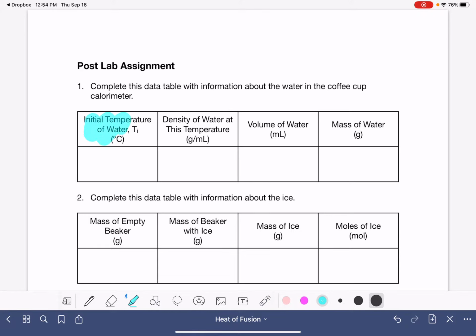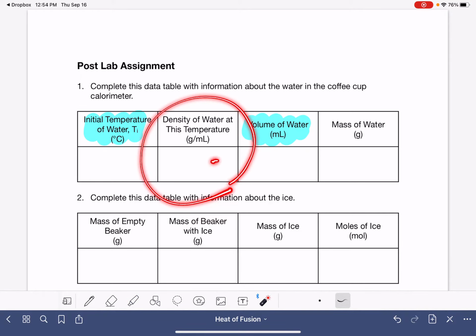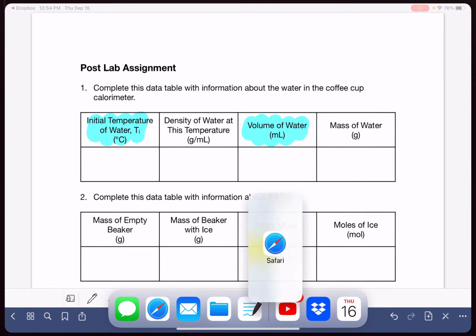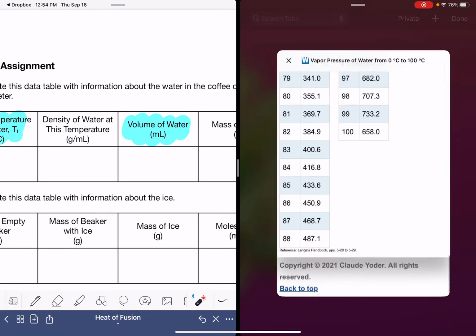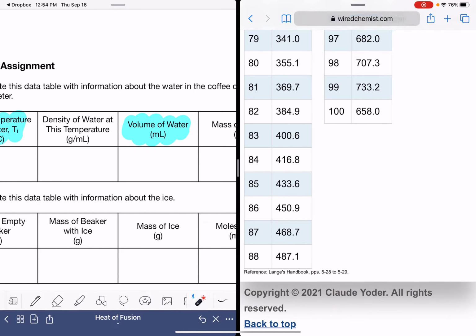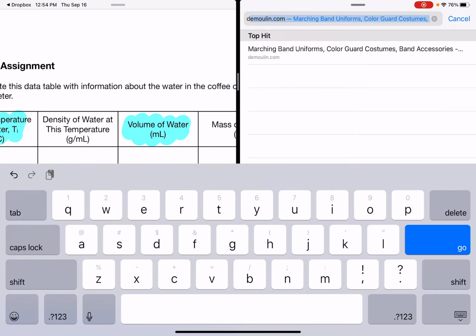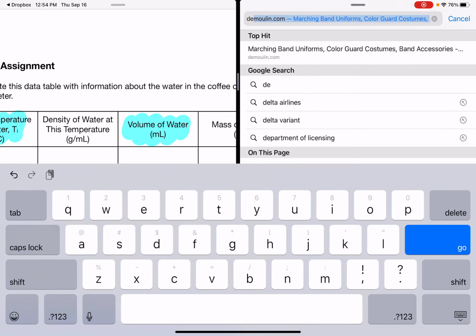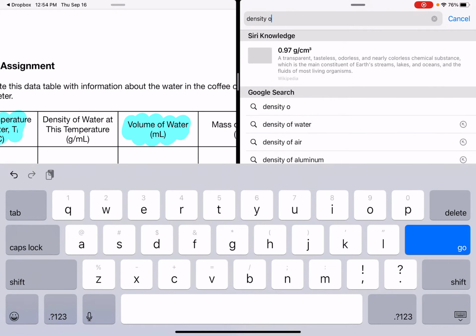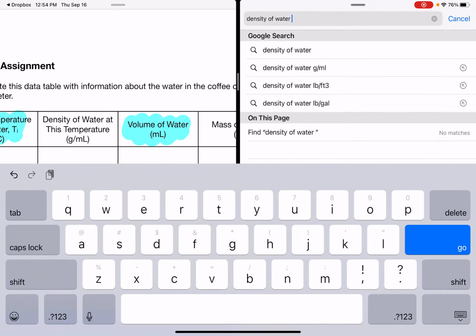So you recorded the initial temperature of the water, and you also recorded the volume of water. You will need to write down the density of water that corresponds to this particular temperature. So it's going to be a slightly different number for everyone. And I think the easiest way to find this information is to just look it up on the internet. So we're just going to look for, let's say that your water was 25.1 degrees. We'll just look for the density of water at different temperatures.